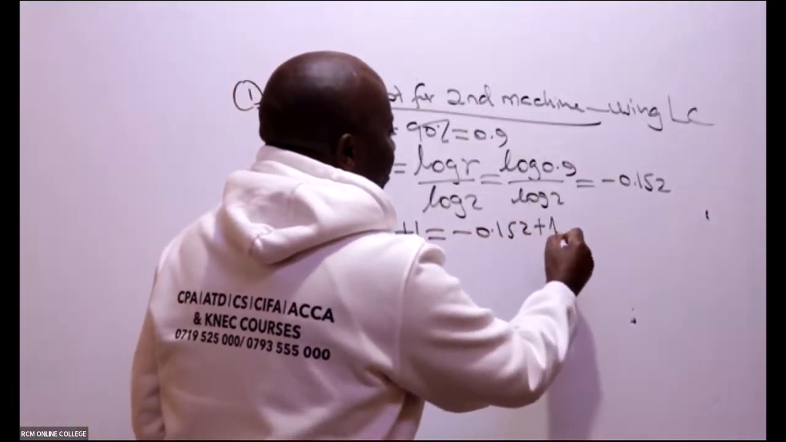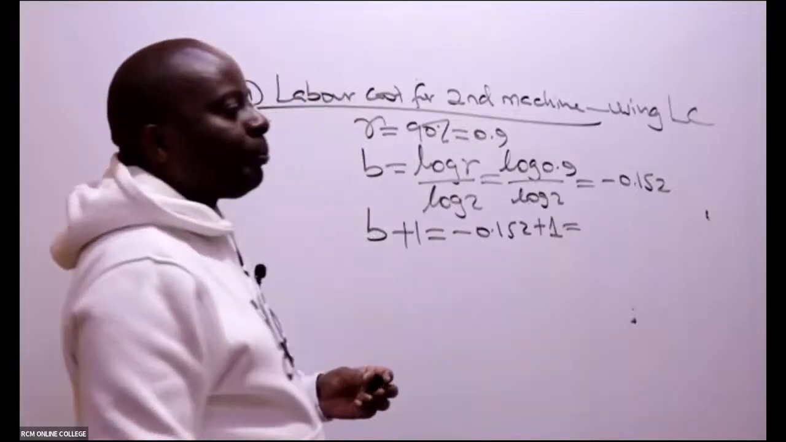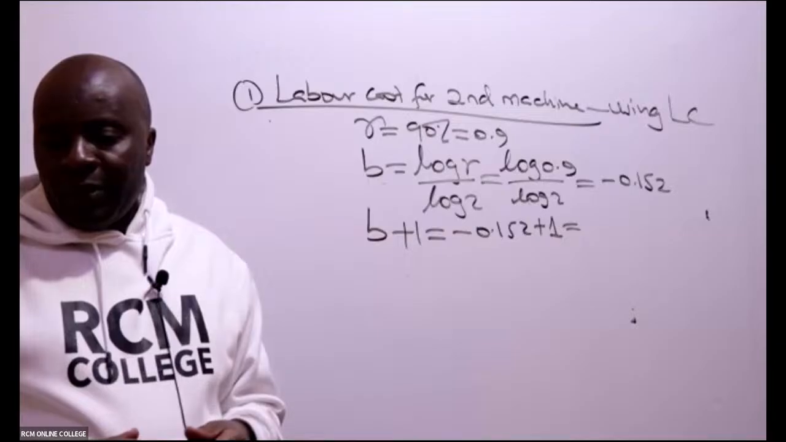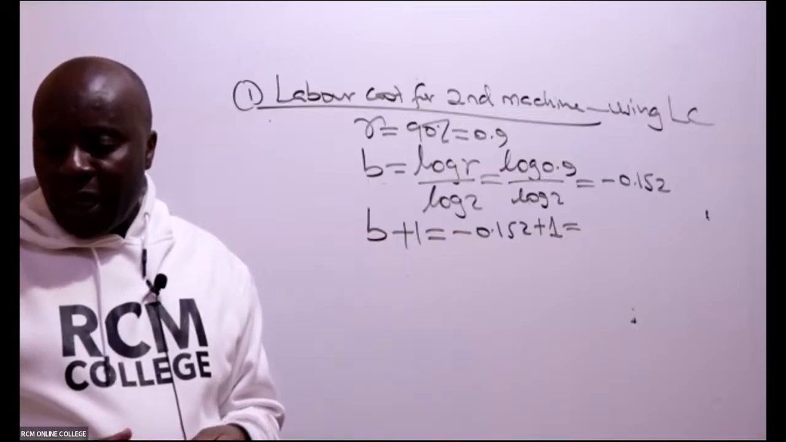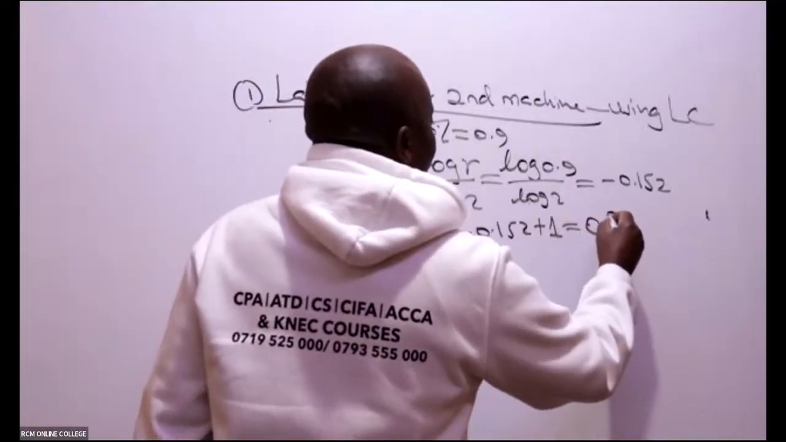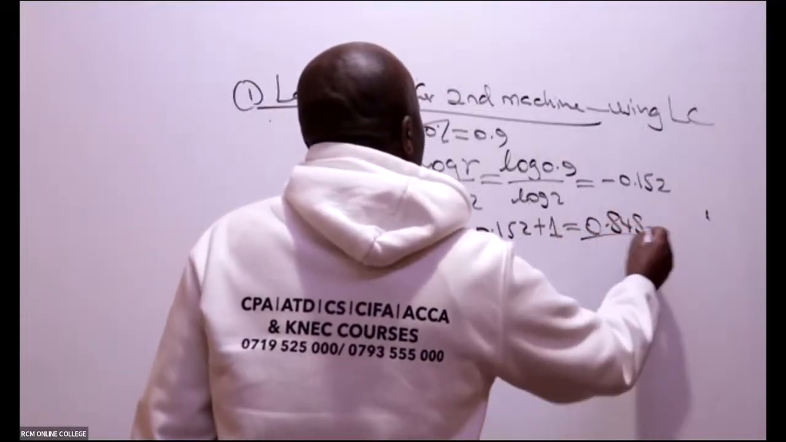We shall overcome. Plus 1. Minus 0.152 plus 1, which gives us 0.848. Thank you so much. Yeah, 0 is neither here nor there.